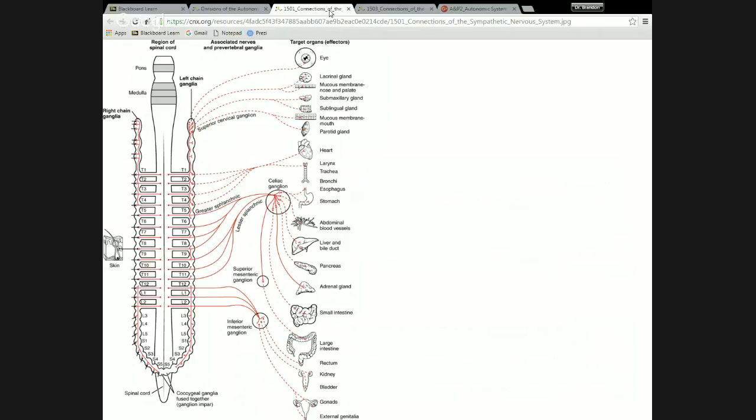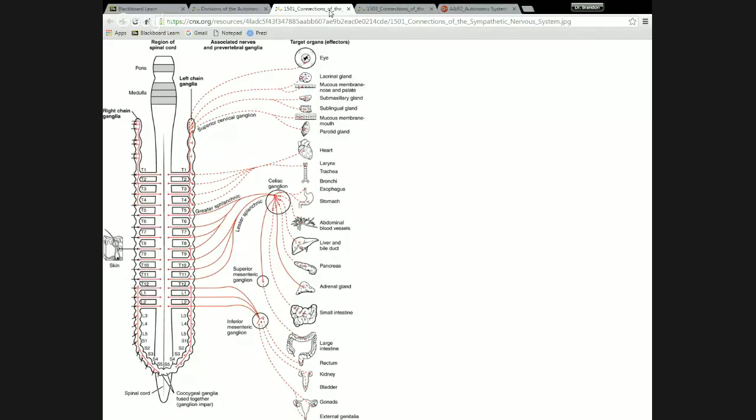So there's probably 24 branches off of this fiber here going to all sorts of different targets. So when this cell is active, all of those targets get turned on. So blood vessels divert blood from the digestive system to the skeletal muscles. Sweat glands become active. Pupils can dilate. Adrenaline is released and goes throughout your body.